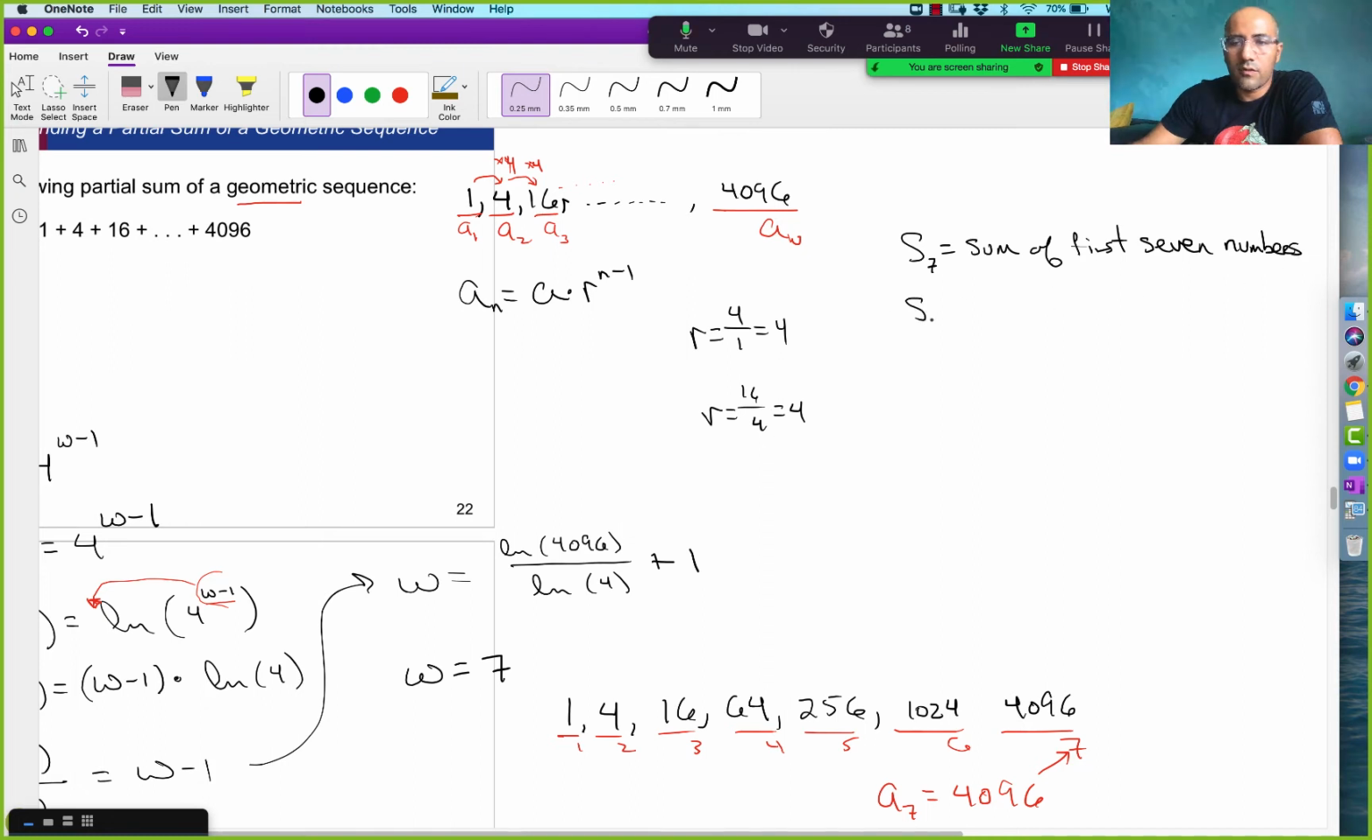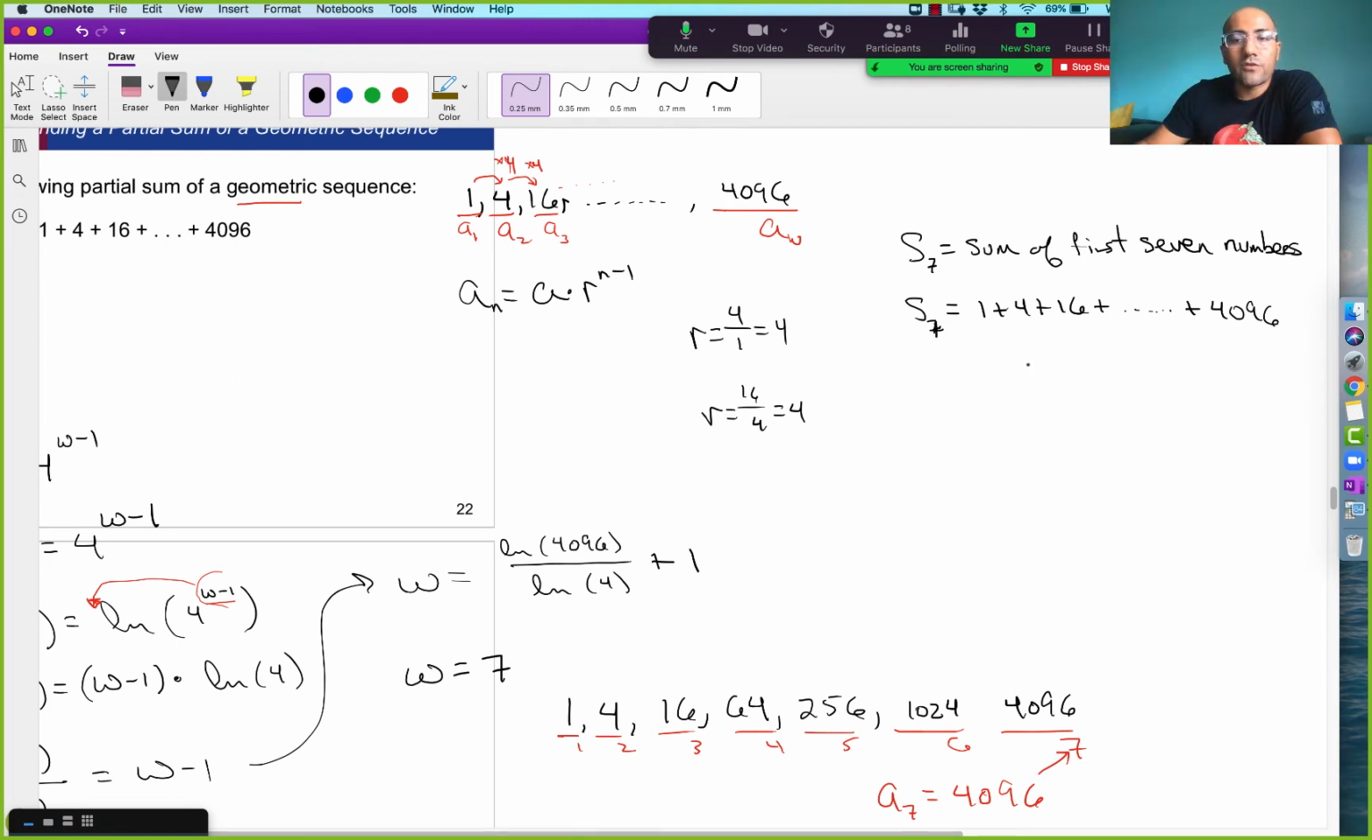Good. So S sub 7 is exactly what they wanted: 1 plus 4 plus 16 plus dot dot dot plus 4096. Now again, in this case, it's such an easy little question that we could just add these numbers. It wouldn't be that hard to get my calculator and just add these. That's going to be 5, 21, 85, right? So just add these, no big deal.